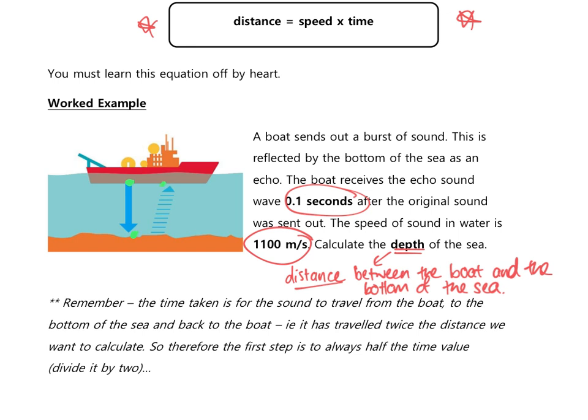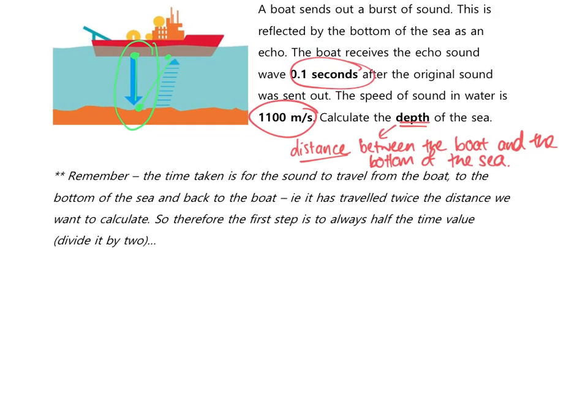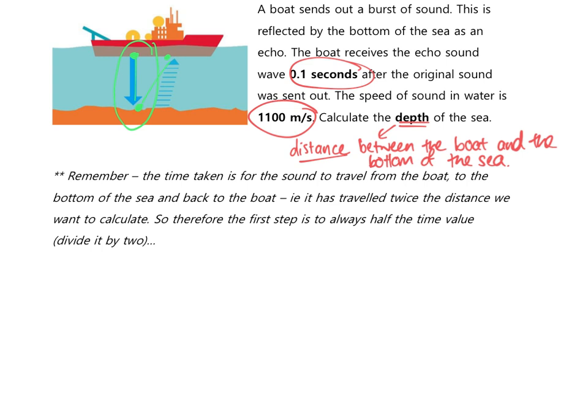Okay, and what we're told is that the total time it takes for it to go to the bottom of the sea and then be detected by the boat again is 0.1 seconds. But remember, I only want to work out the distance between the boat and the bottom of the sea. So what I do with that value of time is I divide it by 2, because it takes a total time of 0.1 seconds to go from the boat to the bottom and back, but I only want half that, and that's written in italics just below.